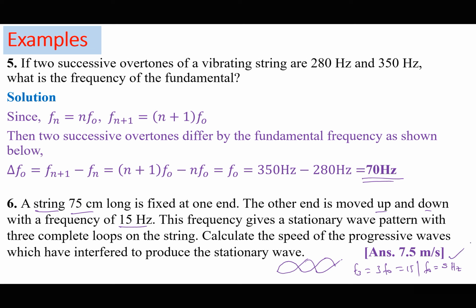So we now know the fundamental frequency as 5 Hertz. Then from the fundamental frequency being equal to V over 2L for a string, it means F, 5, equals V divided by 2 times L. 75 centimeters is the same as 0.75 meters. So I'll say 2 times 0.75. So of course, when I make V the subject, V is going to simply be 7.5 meters per second.